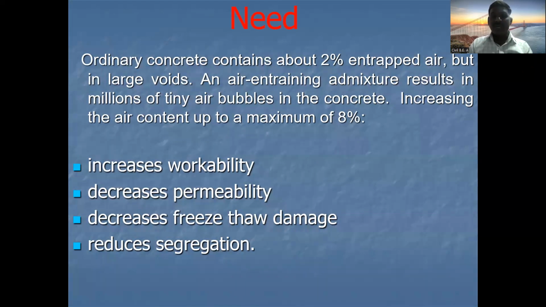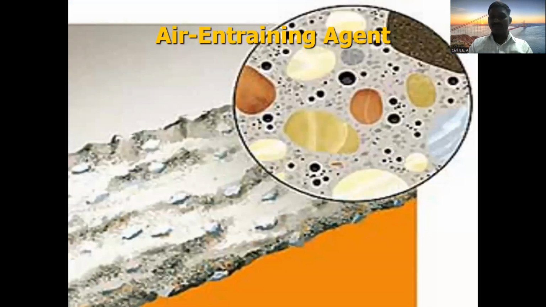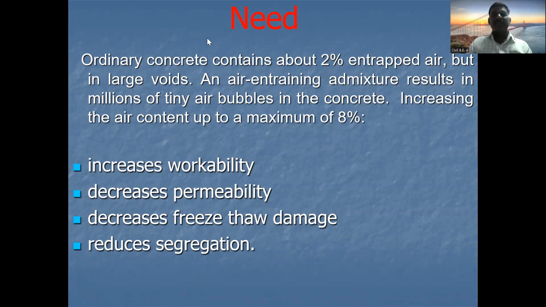Then accelerator: when we require the early strength, at that time we are using the accelerated admixtures. And the next admixture that we are seeing here is air entraining agents. So for this air entraining agent, what need is required, why are we using air entraining?